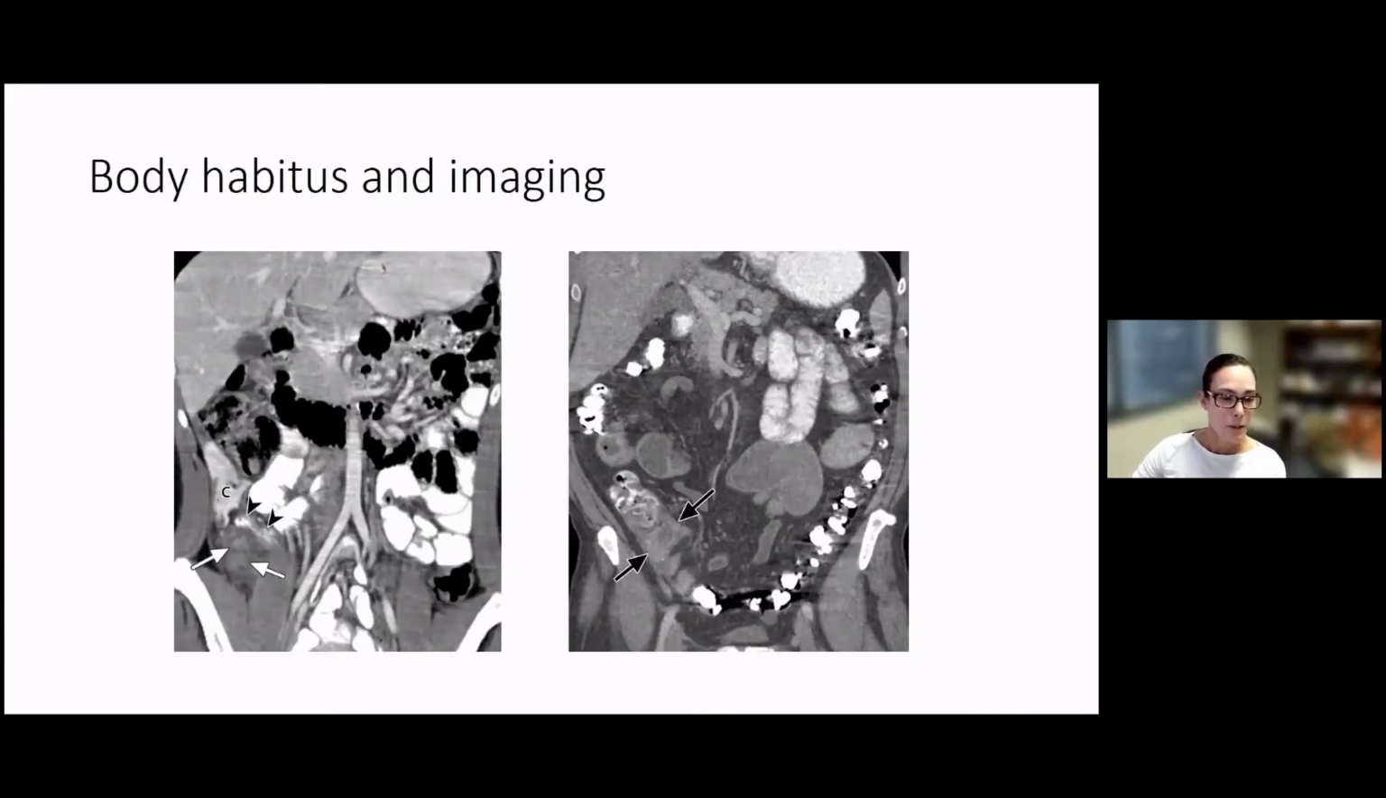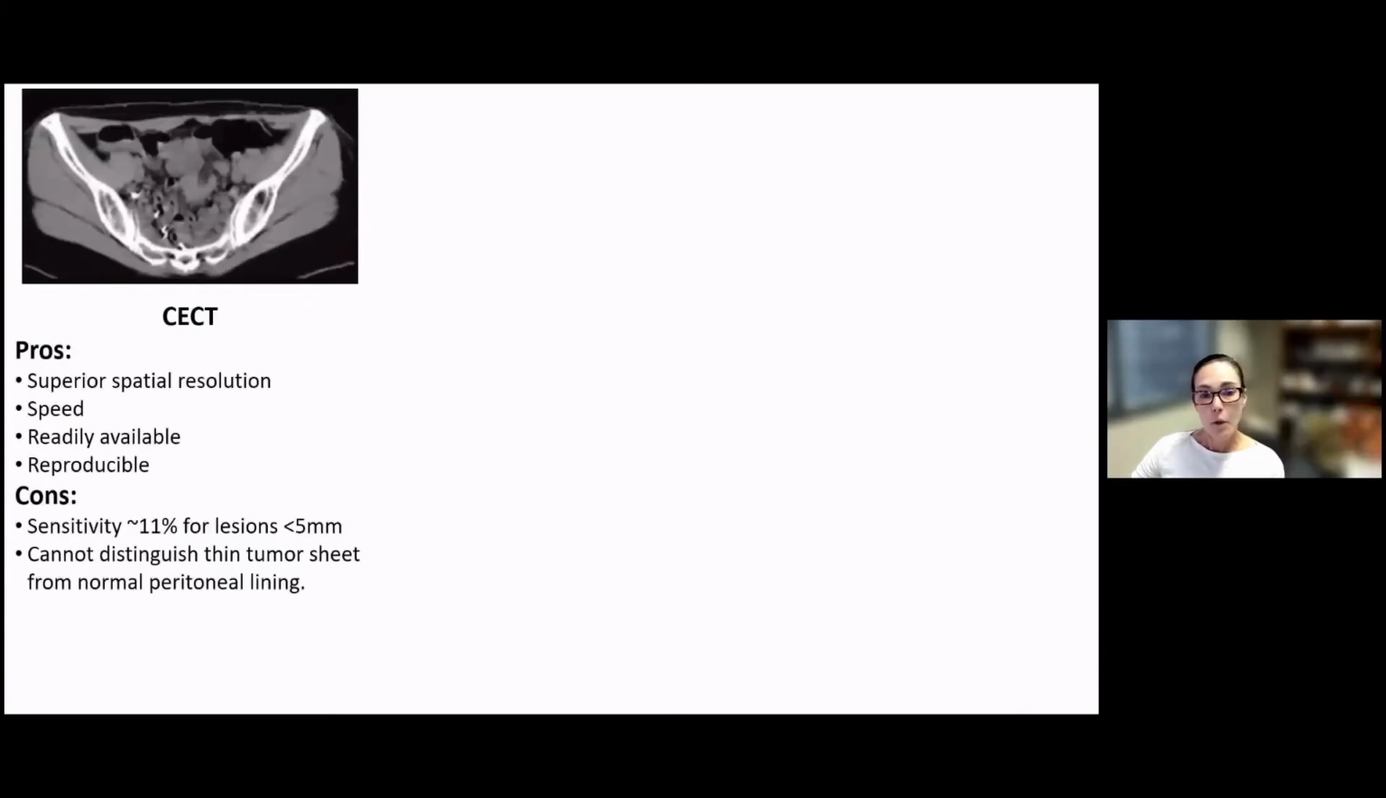You see the muscles closer, there's less of that fat that promotes that contrast, and it can be a little bit harder to see subtle tumors, especially along the bowel wall. So let's go briefly over every modality and talk about a little bit of the pros and cons. So this is contrast-enhanced CT.